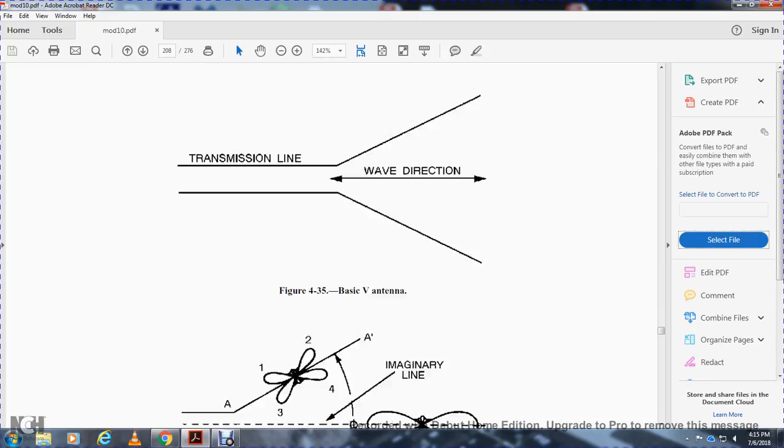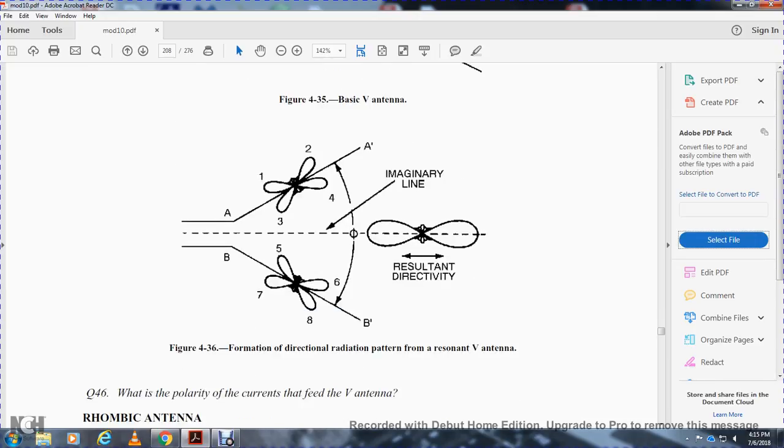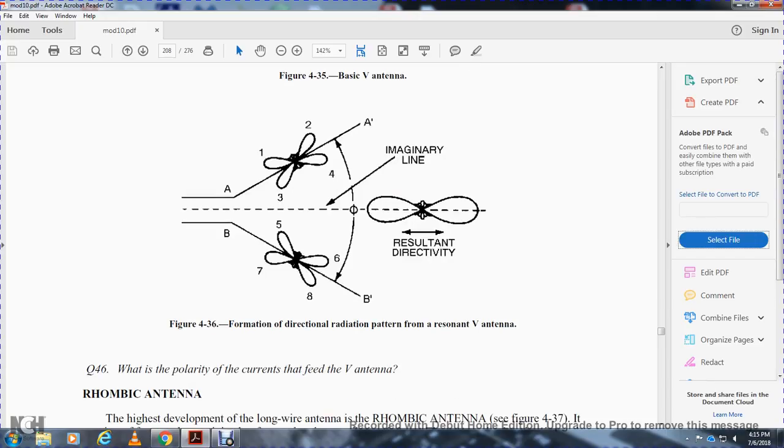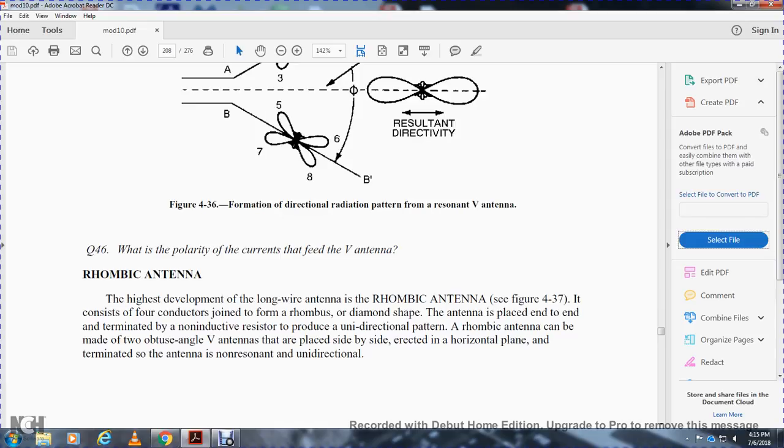Figure 435 shows the basic V antenna. Figure 436 shows the formation of the directional radiation pattern from the resonant V antenna, with lobes 1, 2, 3, 4 and 5, 6, 7, 8. The resonant V antenna has directivity along the bisecting line.